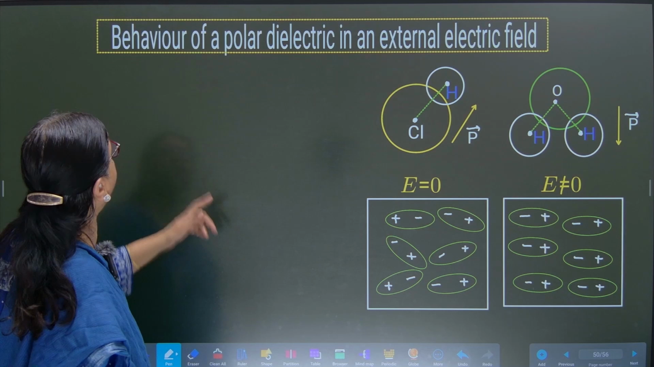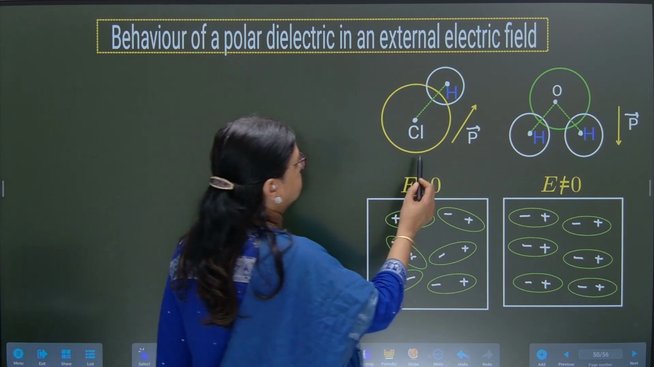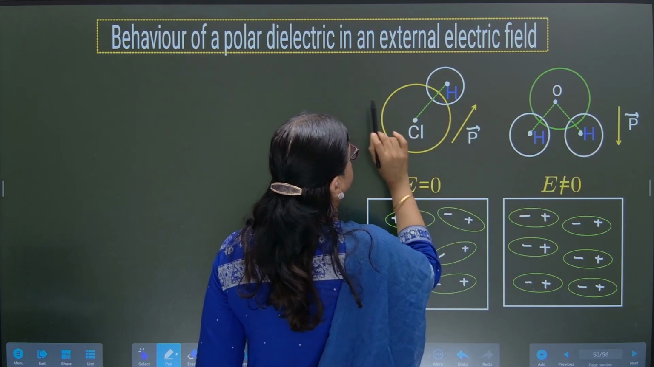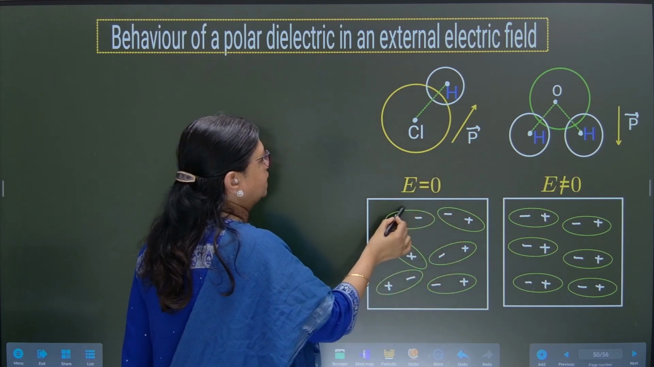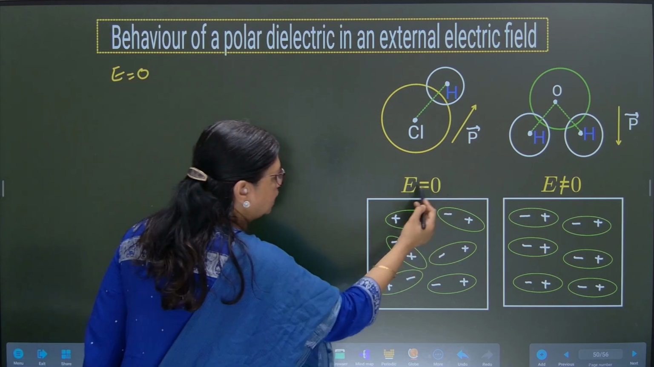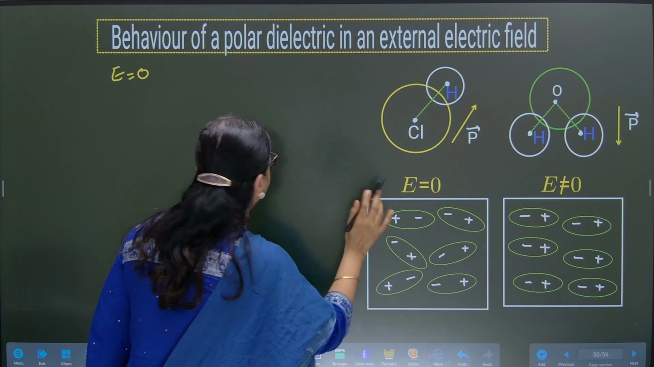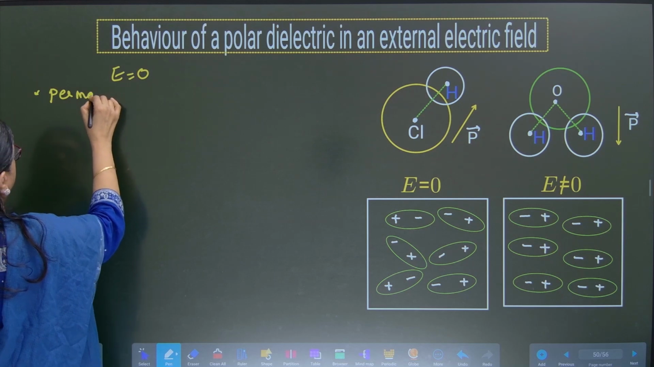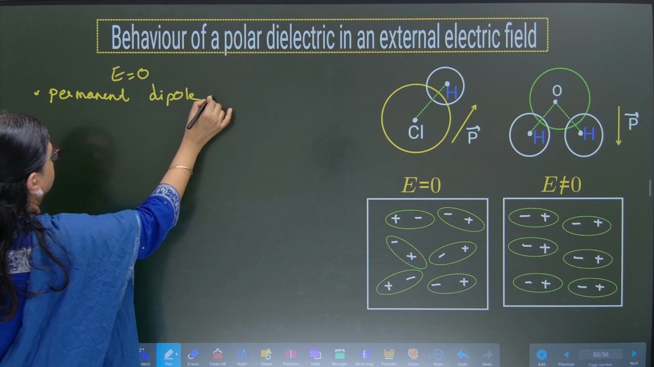Now let us understand the behavior of a polar dielectric in external field. Now I have considered examples of HCl and H2O as polar dielectrics, which you can see here. Now at present, let us say that the electric field is 0. In that case, this polar dielectric slab has its permanent dipole moment.